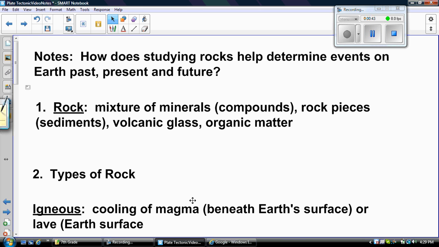Okay, so a rock is basically a mixture of minerals. Remember, minerals are compounds or elements. Rock can be a mixture of rock pieces, like broken pieces of rock, which we call sediments. Rock can also be composed of volcanic glass, so pieces of volcano material, and organic matter, which is anything that came from once living things. So like fossils, rocks can contain fossils.